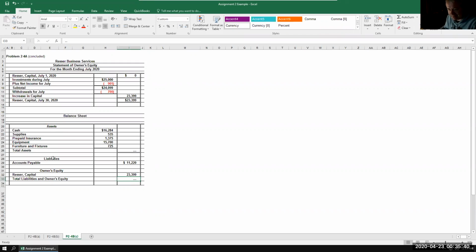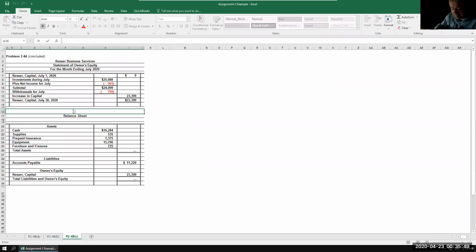Because here we have assets, liabilities, owner's equity. As we know, total assets should equal liabilities plus owner's equity. For the balance sheet, once again, rest or business service. But the balance sheet is kind of like the trial balance, and it happens at a moment in time. We're looking at what we have at this second when we do this report. It's not from a period of time, it's what we have exactly right now. So here we just put the date. We'll say July 30th.